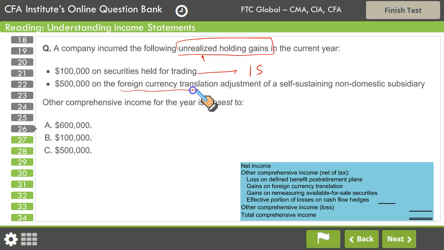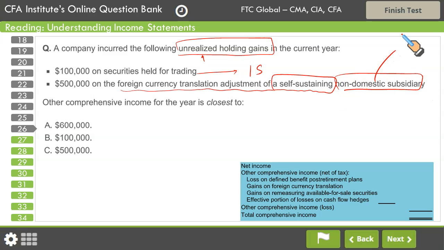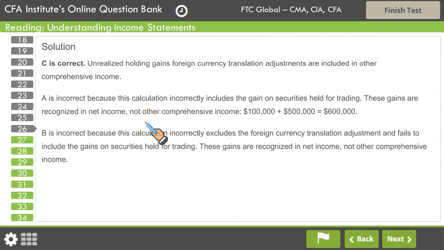$500,000 on the foreign currency translation adjustment of a self-sustaining non-domestic subsidiary. Non-domestic means it's in some other country, and self-sustaining means it has its own self-sustained cash inflows and outflows. So when you translate such subsidiaries' financial statements and add them up in your financial statement, this would result in a foreign currency translation gain or loss, and this is one of the items that is reported in other comprehensive income. Gains or losses on the foreign currency translation adjustment. So that makes C the correct option. Next.